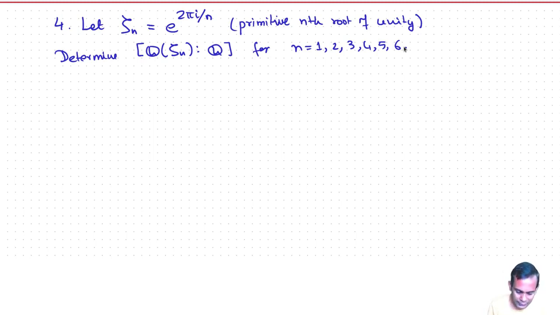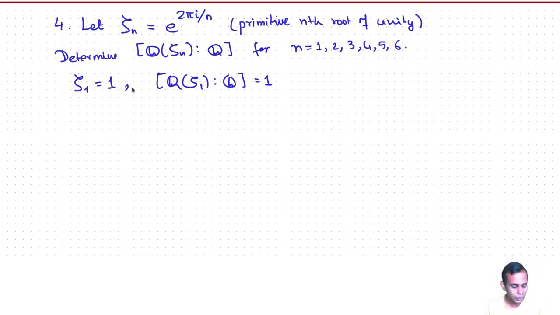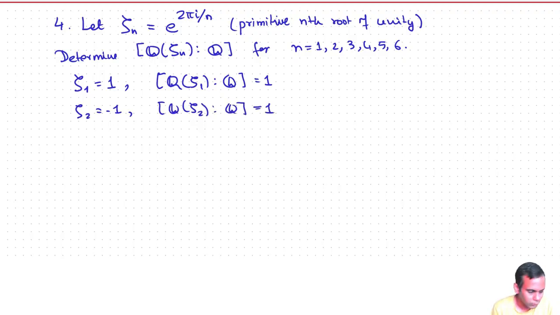So what is zeta 1? So zeta 1 is just 1. It's a rational number. So Q zeta 1 over Q has degree 1. In fact, the minimal polynomial, the irreducible polynomial of zeta 1 is just t minus 1. Zeta 2 is minus 1. Again, it's rational. So Q zeta 2 over Q is equal to 1.